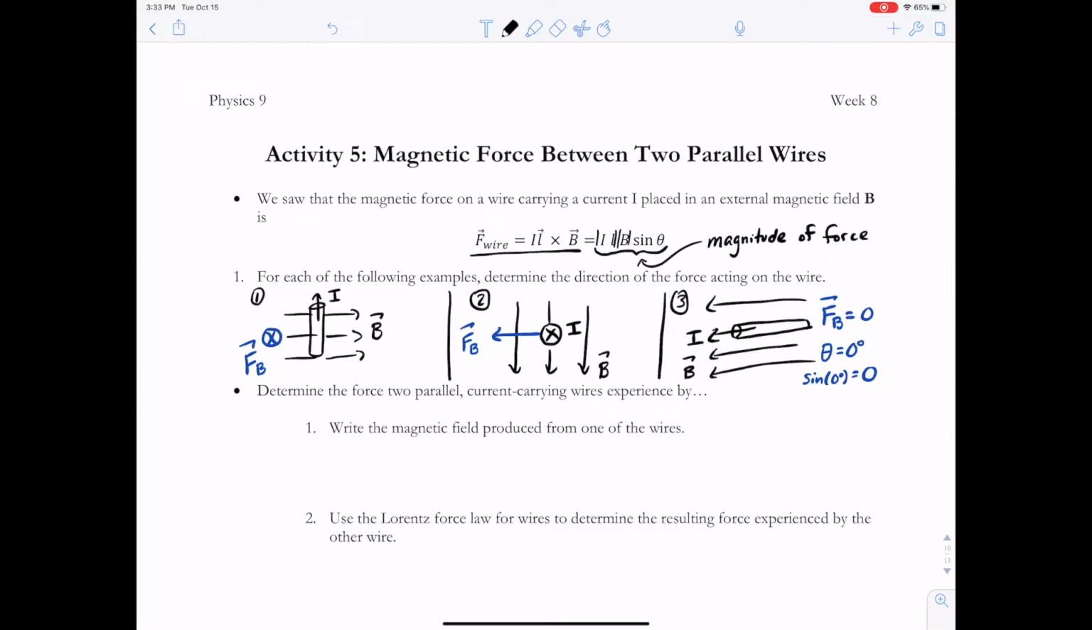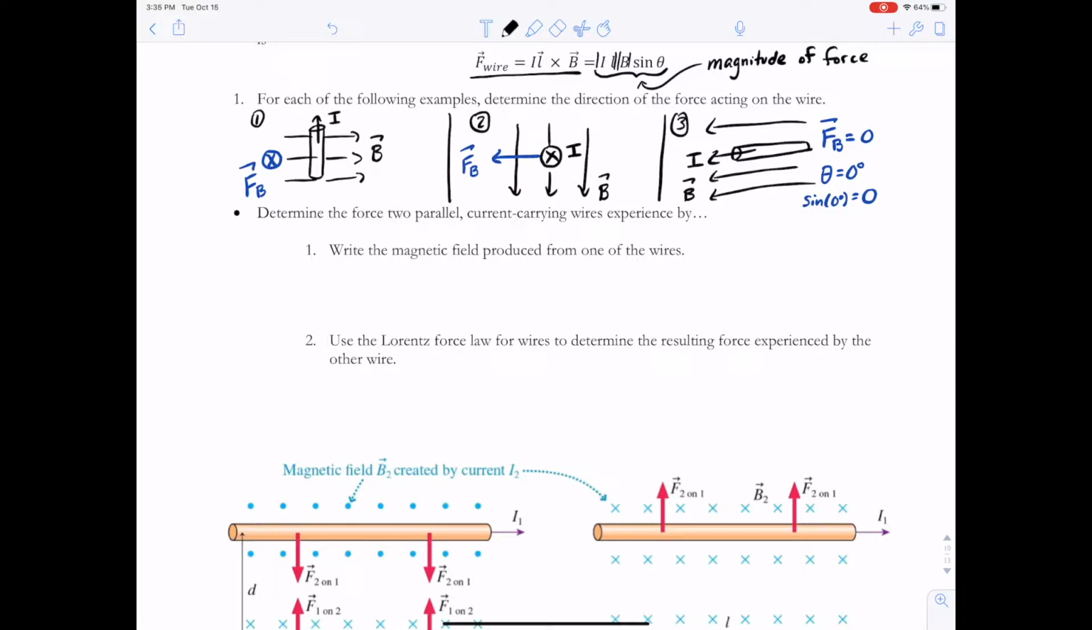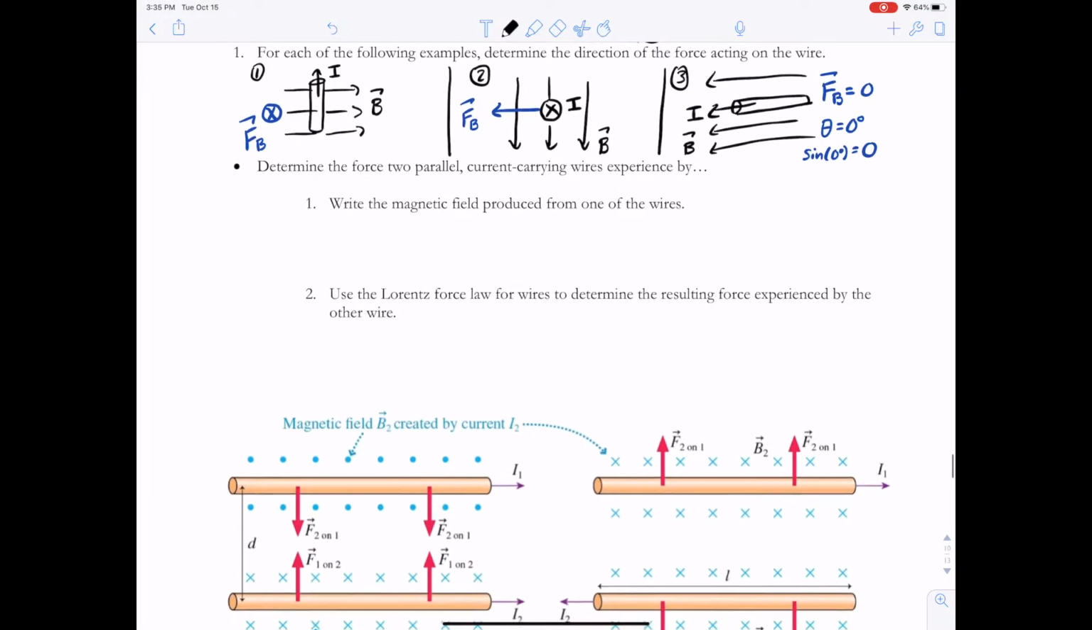Now let's see what happens if we have two wires, each carrying some current I, and they're located a little bit near each other. It turns out that the two wires will either attract or repel, and whether or not they attract or repel is related to the relative direction of the current in wire 1 compared to wire 2. Let's take a closer look at this.